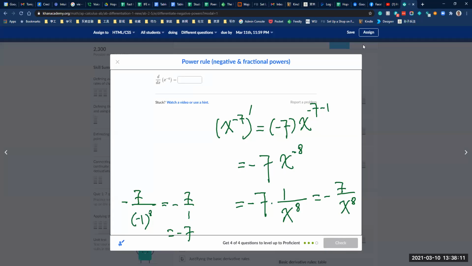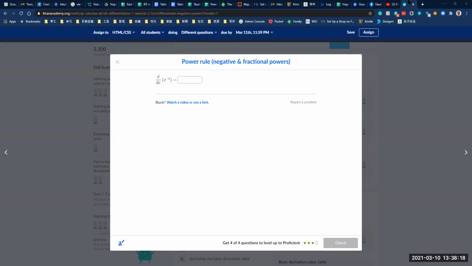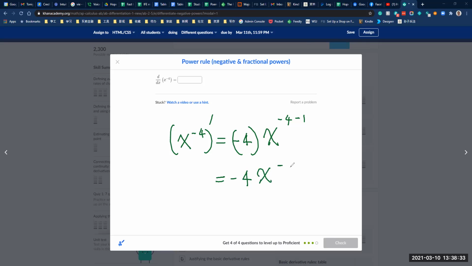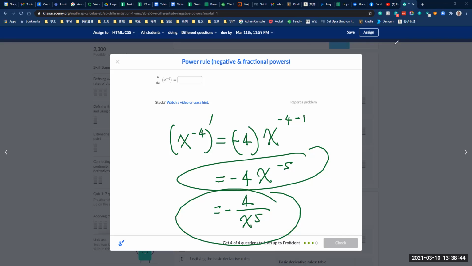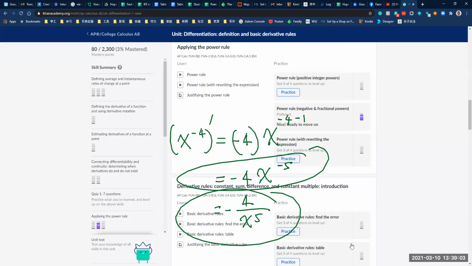Okay, let's do this one. Now the derivative of x to the negative 4 is negative 4, then x to the negative 4 minus 1. So that's negative 4 x to the minus 5, or we can write it as 1 over x to the 5th. So both answers are good. Let me see. Minus 4 over x to the 5th. That'll be our answer. So we're done with that.